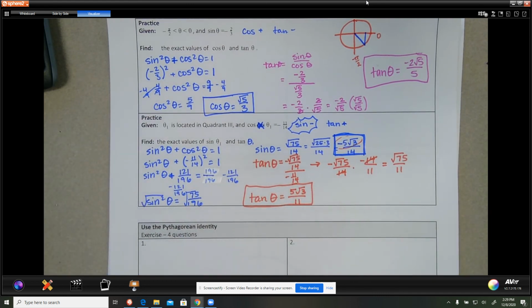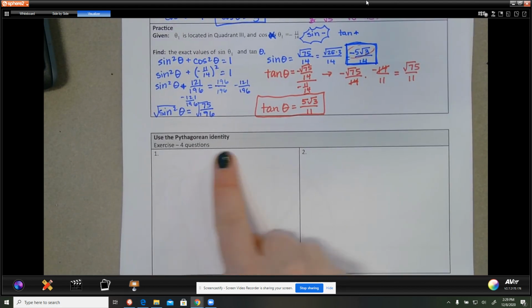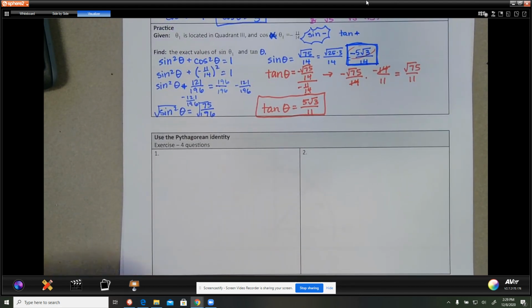There you go. If you need more practice with this, and you might, please try the Pythagorean identity practices in Khan Academy.